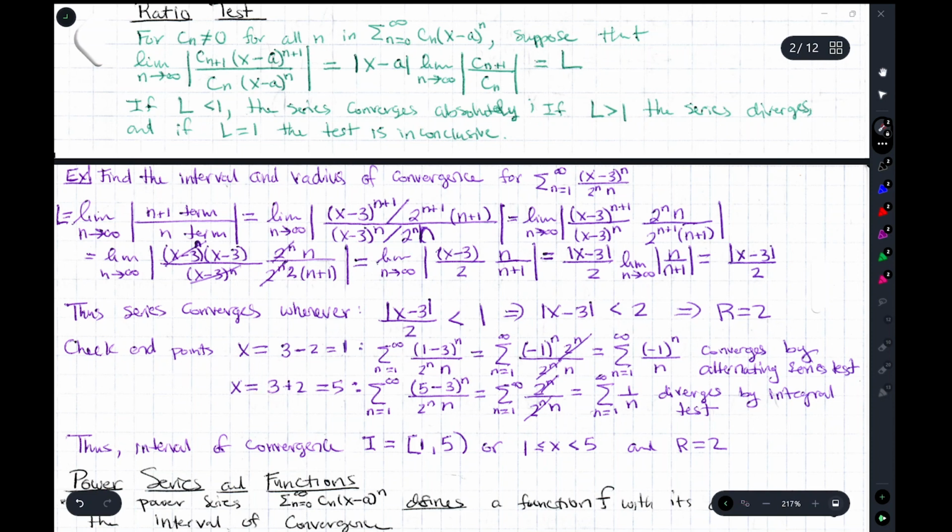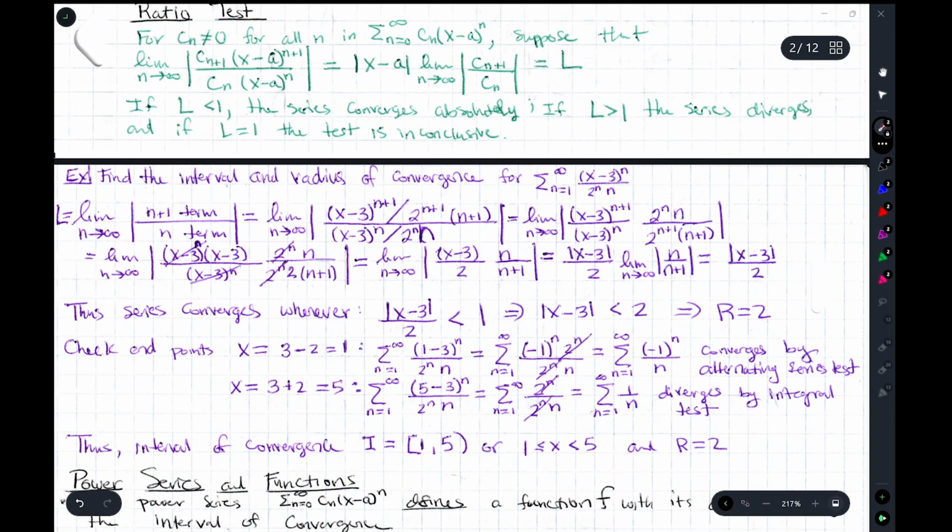Now, we also have to check the endpoints, 3 minus 2 and 3 plus 2. For 3 minus 2, x equals 1, and so we plug in 1 in here, and we get this alternating term. Now, it turns out this converges by the alternating series test, because these terms go to 0 and we have an alternating series, and so we do get convergence.